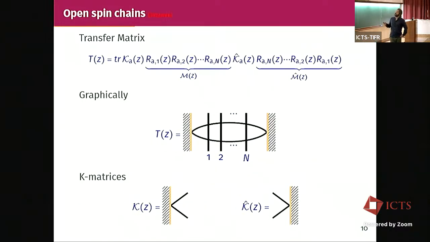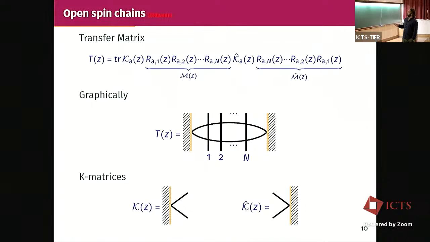This was done by Sklyanin. He introduced a new transfer matrix, which is called the double row transfer matrix. So you have, again, a single monodromy here. Then there are two K matrices, K hat and K. These are responsible for the boundary parameters. And then there's another monodromy going backwards on the right, and then you close the trace again. The picture of this is that one here.